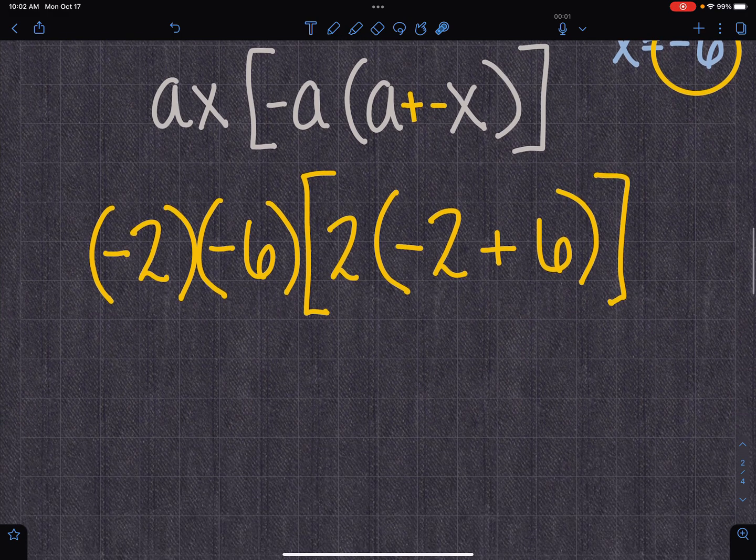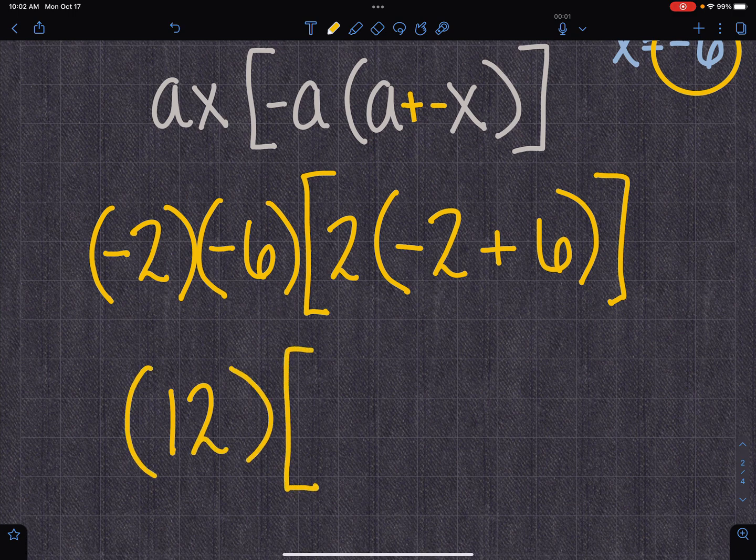And the next thing that we do is just simplify. So negative 2 times negative 6 is going to be positive 12. Bring down the brackets, and I'm going to do this part first. It's basically negative 2 plus 6, which is the same as 6 minus 2, so it's 4.